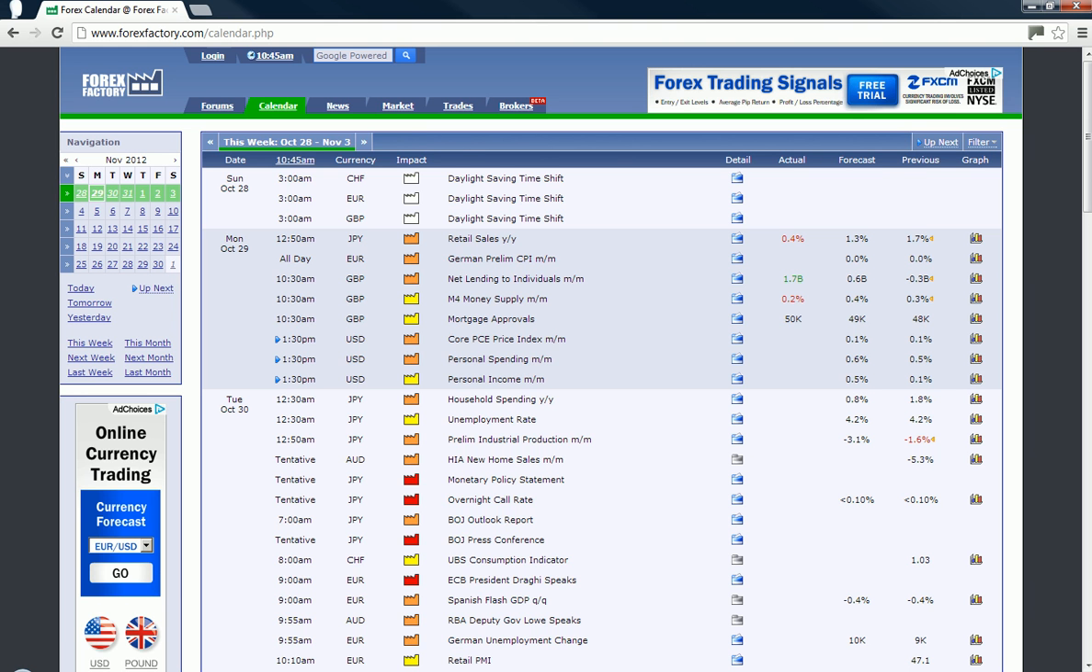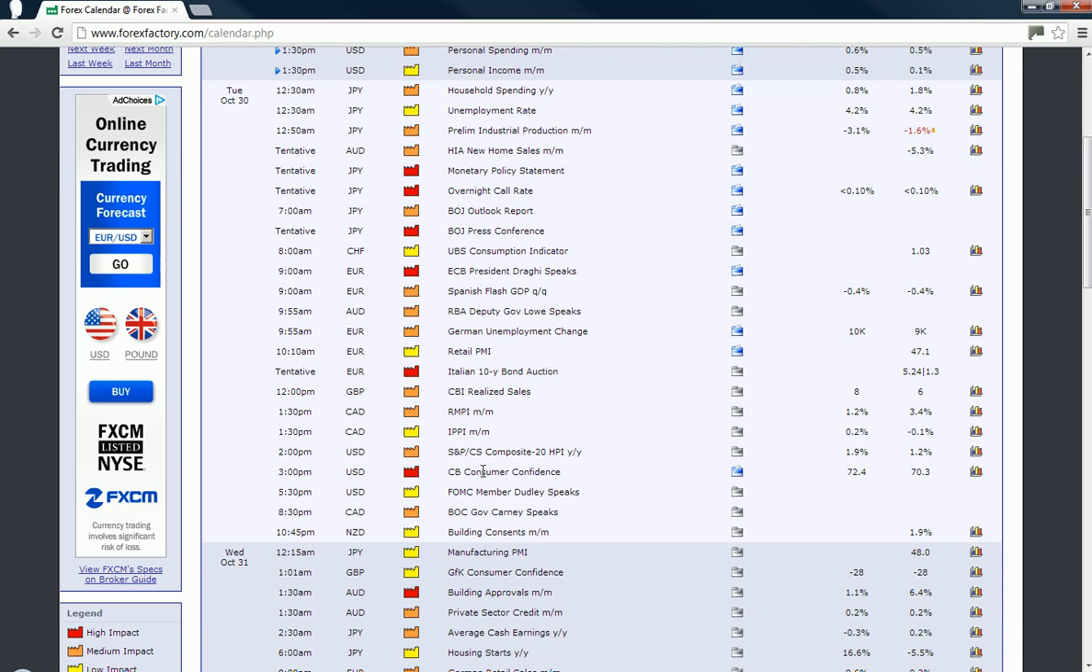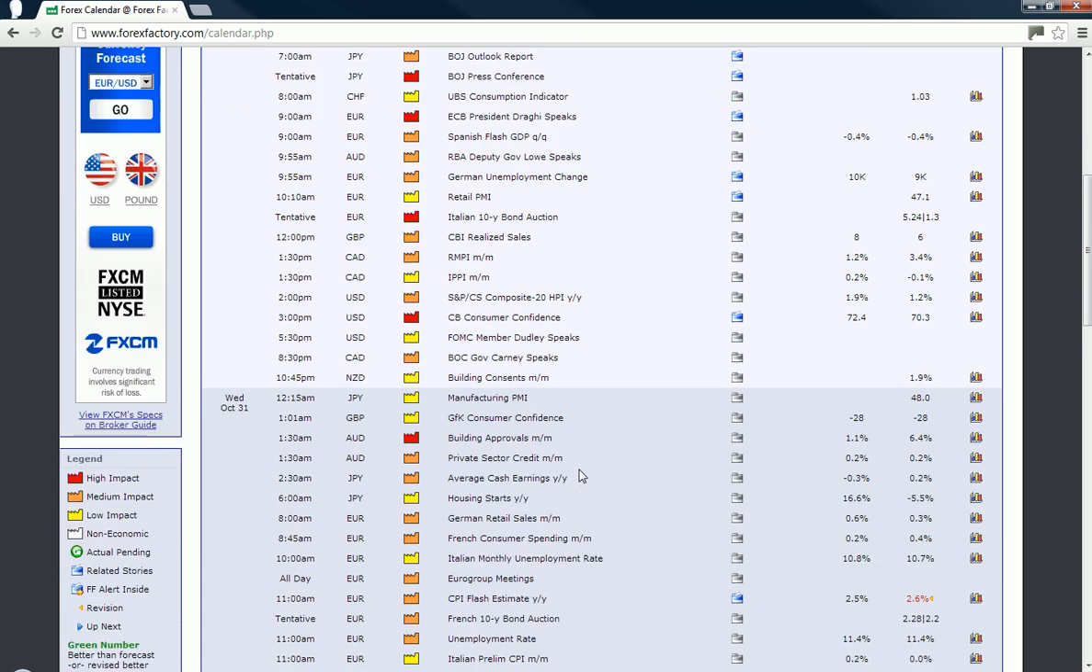Okay, that's all for the charts. Have a look at the Forex calendar. What have we got coming out this week? Very, very quiet Monday yet again. No high impact news. Tomorrow we have some overnight Japanese data. At 9 AM tomorrow we have ECB President Draghi speaking. We also have an Italian 10-year bond auction out tomorrow. And at 3 o'clock GMT we have US consumer confidence data.